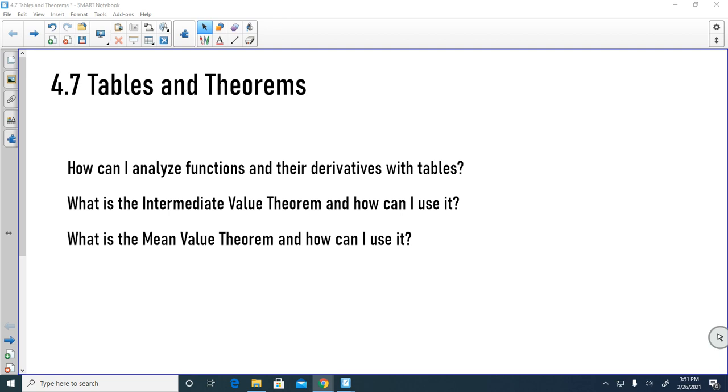Everyone, it's time for calculus. Today we are finishing our fourth unit. So today we're going to be working with tables and theorems.